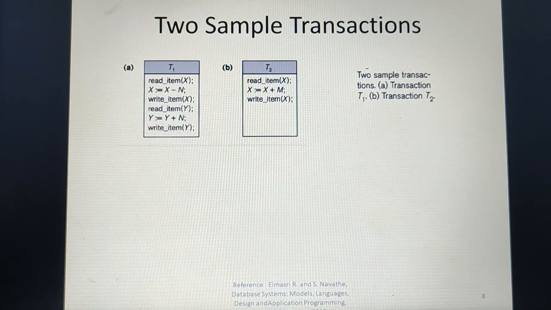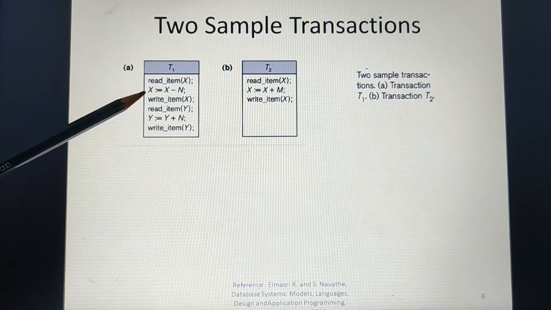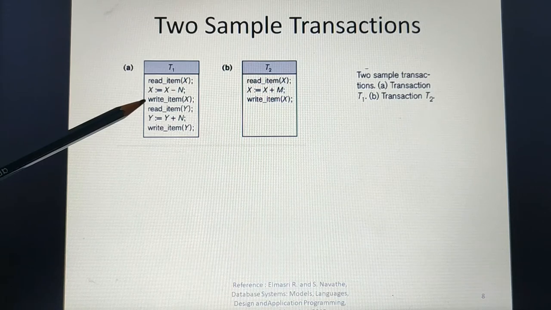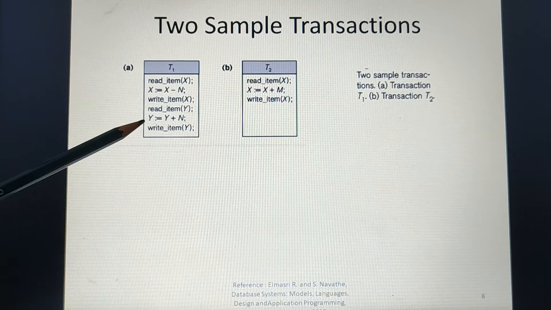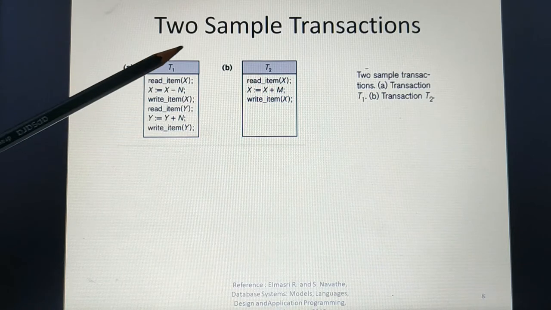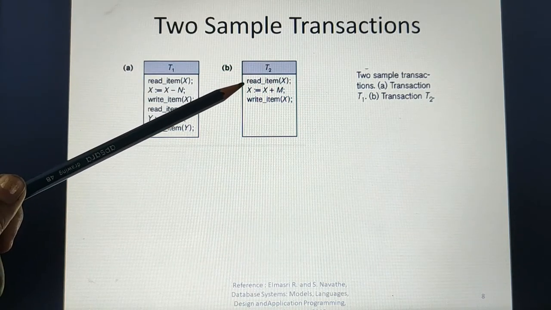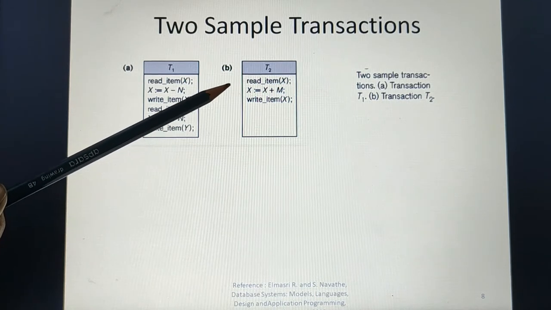Two sample transactions. Coming to the transaction T1, first do read item X, then X will be decremented by a quantity N, that is X = X - N, after that write item X. Then read another item Y, Y = Y + N. That is, to Y we add a number N and store the result in Y, then write item Y. Coming to the next transaction T2, it reads the item X, X = X + M, then writes the item X.